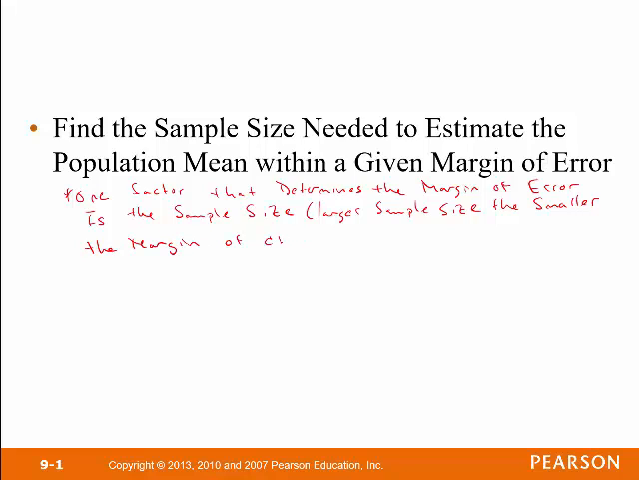Okay, so what we want to do in this lecture, and there'll be another video that talks about sample size needed for a population proportion, is talk about what happens if you set the margin of error. So you start by setting the margin of error. The problems will be something like: I want to be within 5 of the real population mean, or I want to be within 3% of the real population proportion. So you're setting the margin of error.